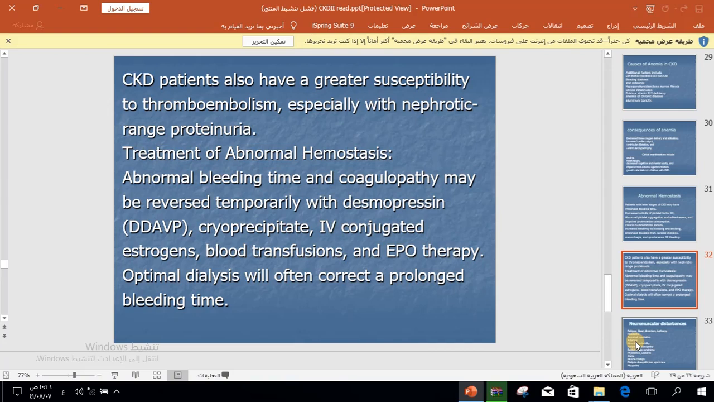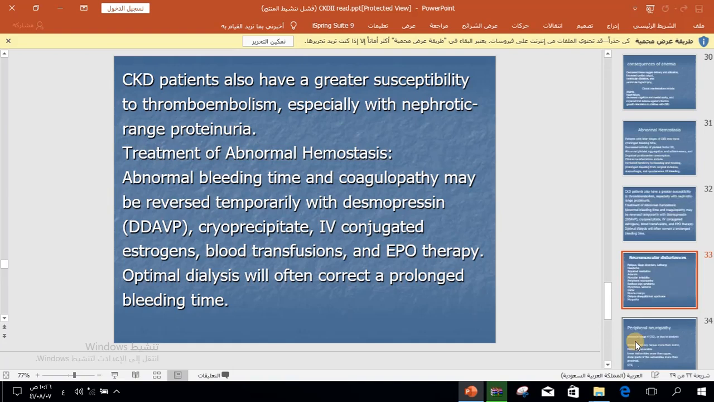Treatment of abnormal hemostasis: abnormal bleeding time and coagulopathy may be reversed by desmopressin in mild cases, IV conjugated estrogens, cryoprecipitate, blood transfusion, and erythropoietin therapy. Optimally, dialysis is the treatment if these fail.